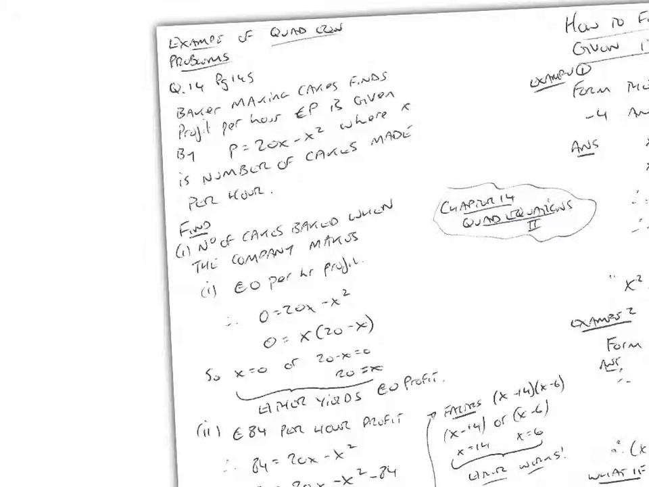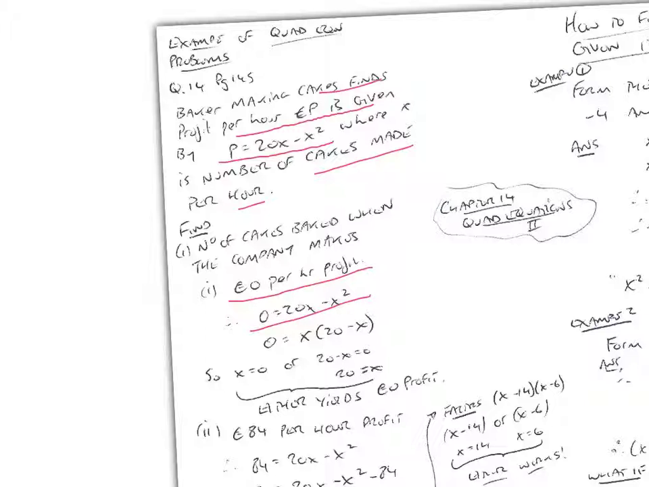Now, another example from page 145, example of quadratic equation problems. A baker making cakes finds the profit per hour, p euros, is given by p equals 20x minus x squared, where x is the number of cakes made per hour. Find the number of cakes baked when the company makes 0 euros per hour profit. So 0 must be equal to 20x minus x squared.